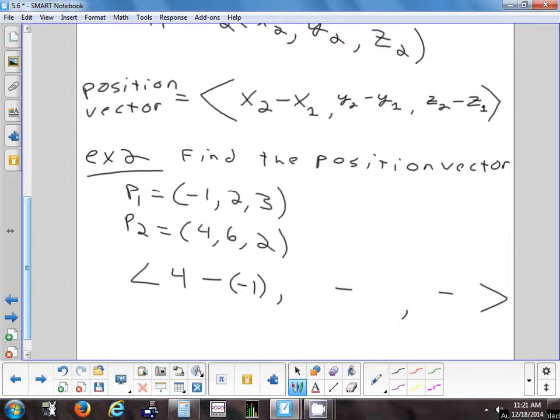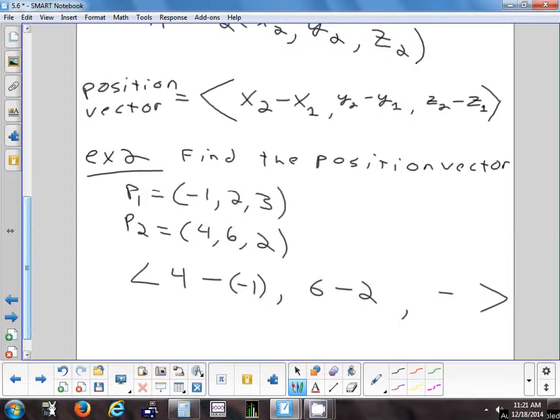How about Ethan? What's going to come next? Is it 2 minus 6? All right, so we're looking for y2. Looking for y2. 6 minus 2. 6 minus, well, 4 is an x value, so we don't want 4. 6 minus, what'd you say? 2. 2, yeah, 6 minus 2, good.